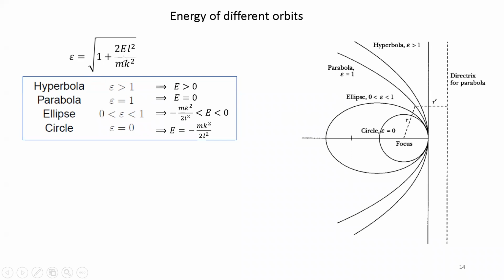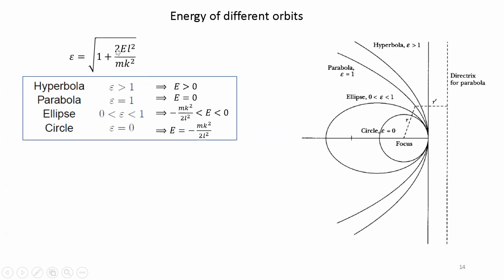Which I have shown you last time, but I didn't talk about it at that point. But here let's look at it. Epsilon greater than 1. What is the requirement for that? If you want epsilon greater than 1, that means it must be 1 plus some positive number.